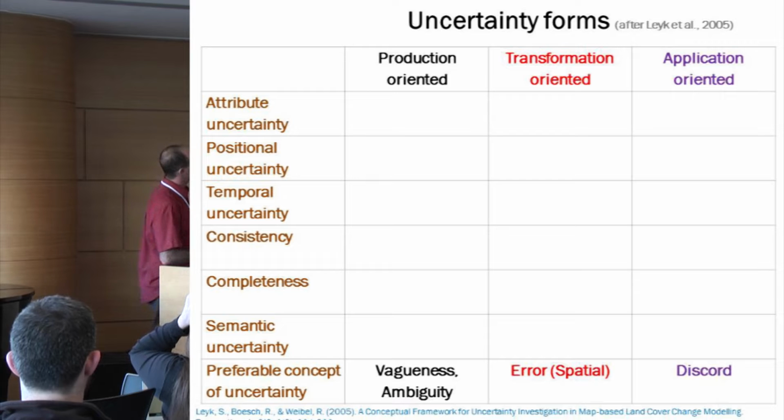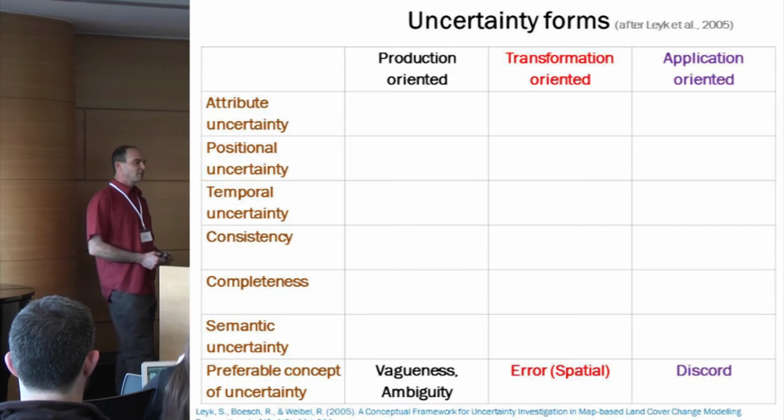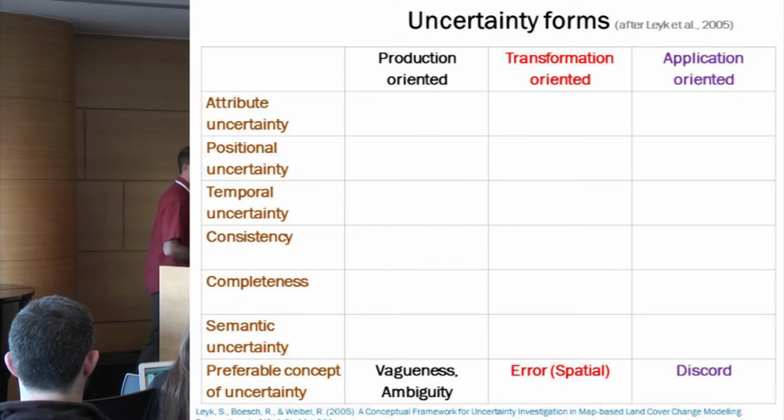Another one is transformation-oriented uncertainty. This is related to spatial errors that are introduced into the map. It can be in the original survey process, and of course it can also be during the georeferencing process of the map, so some more errors are maybe introduced into our GIS layers.